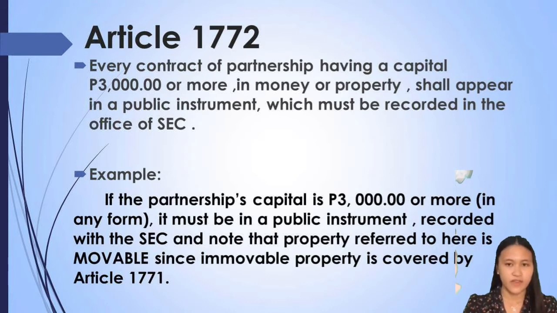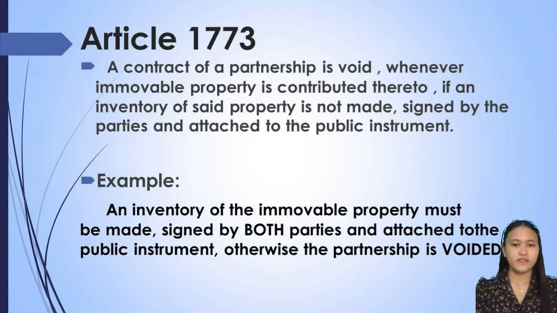Article 1773. A contract of partnership is void whenever immovable property is contributed thereto, if an inventory of said property is not made, signed by the parties and attached to the public instrument. Example: an inventory of the immovable property must be made, signed by both parties and attached to the public instrument, otherwise the partnership is void.